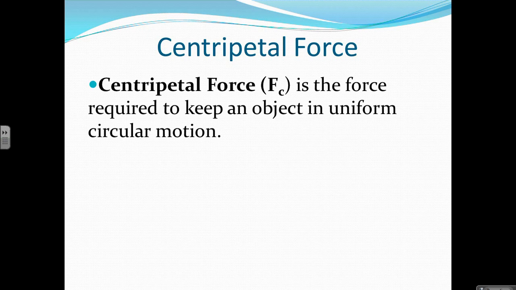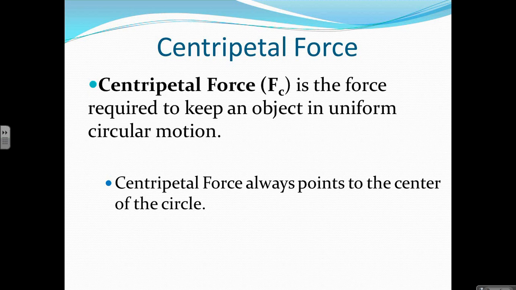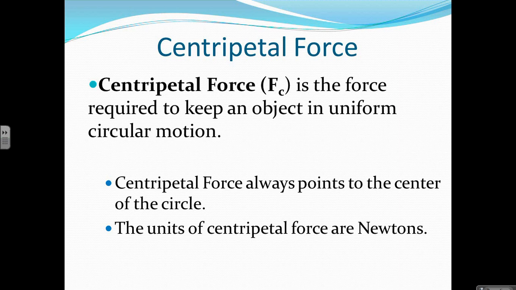Centripetal force is the force that is required to keep an object in uniform circular motion. If we are accelerating towards the center of our circle, that acceleration has to be parallel to the force applied on the object. So there has to be some center-seeking force that's pushing this object towards the center, constantly keeping it in uniform circular motion. So this always points to the center of the circle. And centripetal force is in the units of newtons.